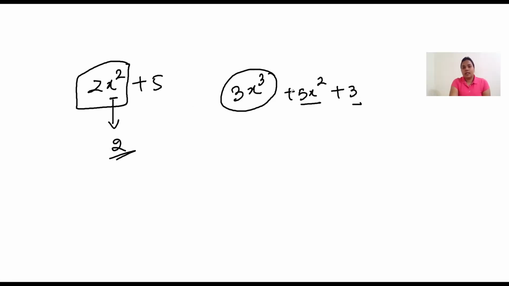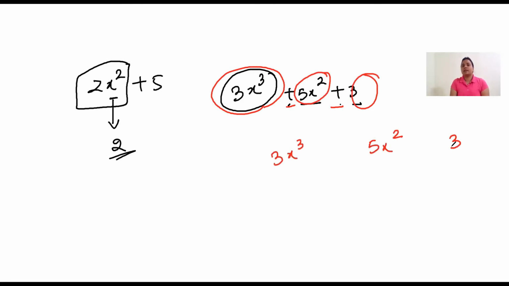So in this, see, how to identify the terms is very easy. This is plus sign, plus sign. So what we will do, this is plus and this is plus. So either side of the plus sign or the minus sign are the different terms. So in this, the different terms are 3x cube, 5x squared and 3.